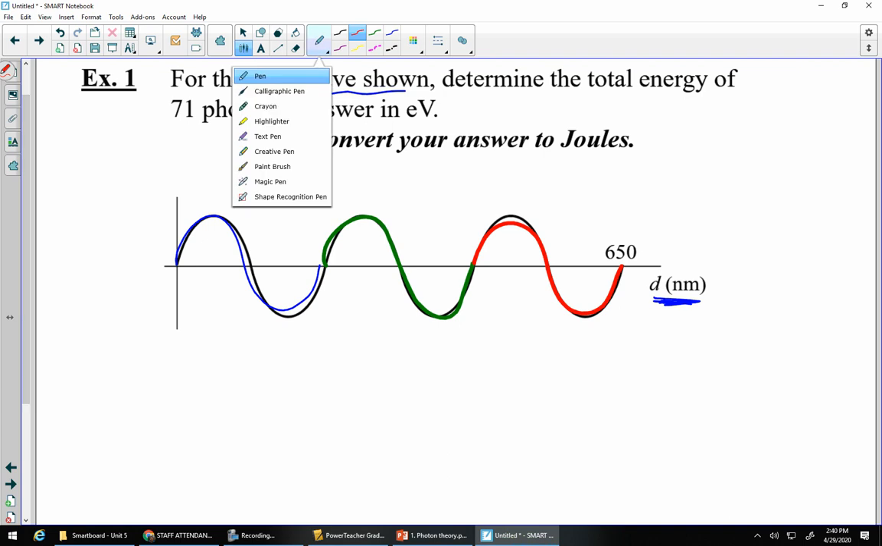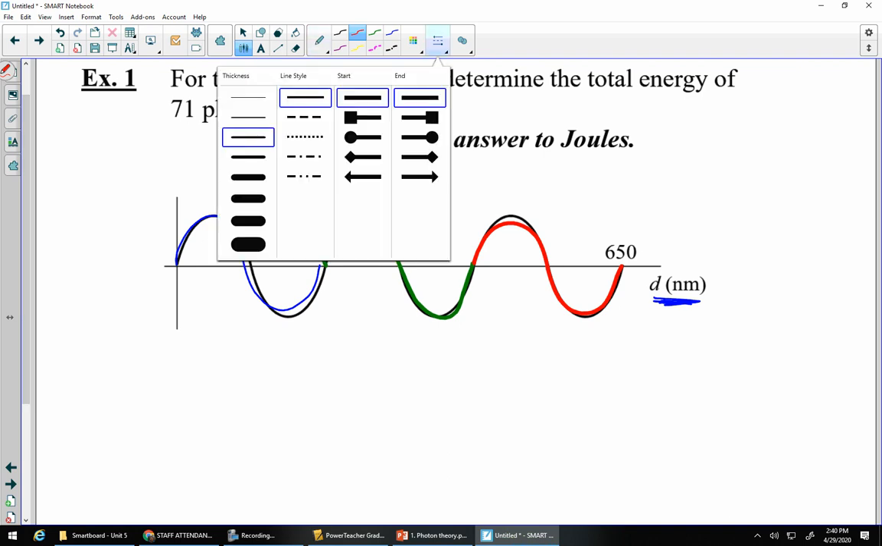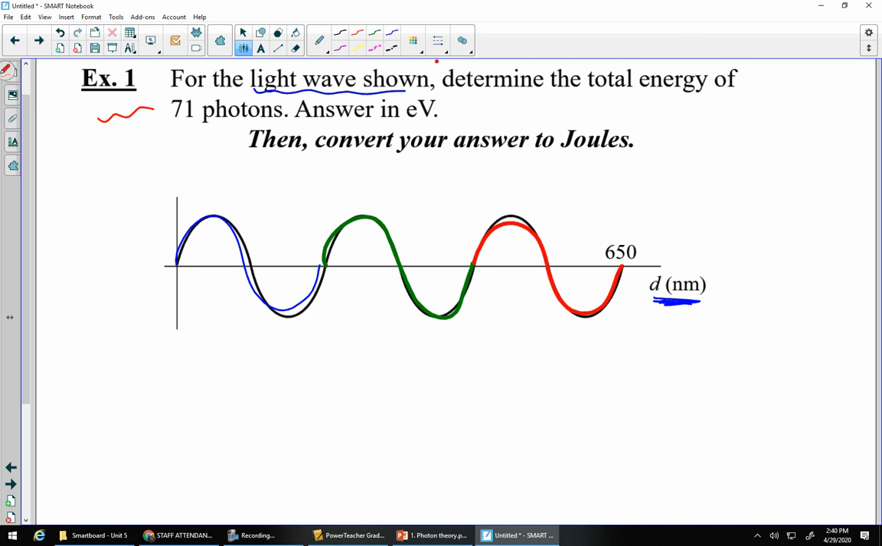So let me get a nicer felt pen width. I guess we're using red now. So 3 wavelengths is equal to 650 nanometers. I want 1 wavelength, so I'm going to divide both sides by 3. 650 divided by 3 should be 216.67 nanometers. Awesome, and that's a rounded answer, so we'll make sure that we keep all those digits in till later on. So now we've got the wavelength.